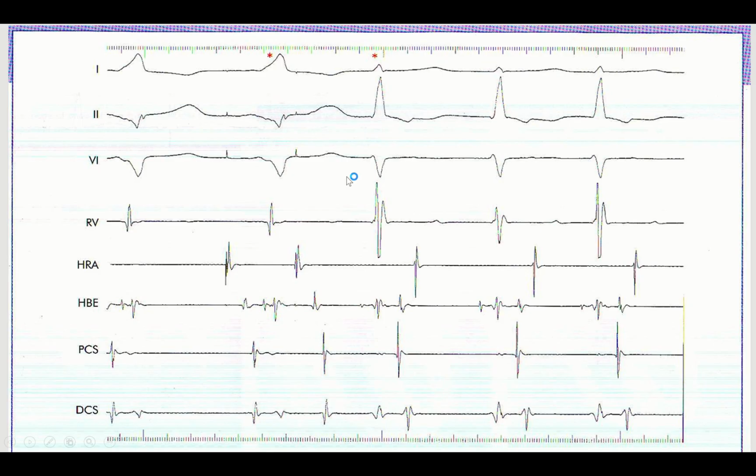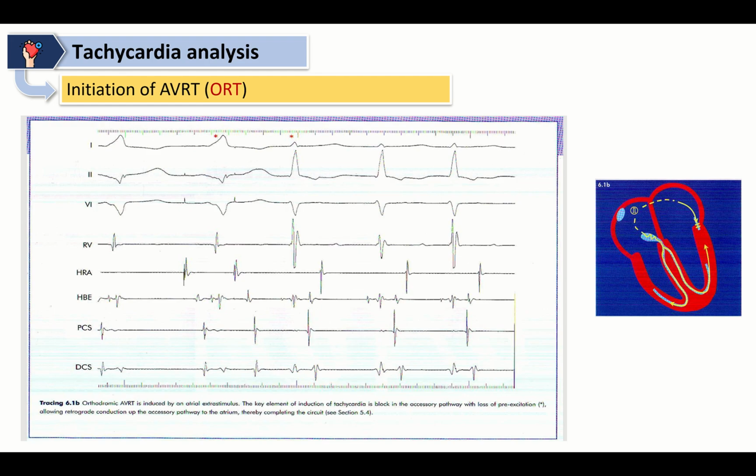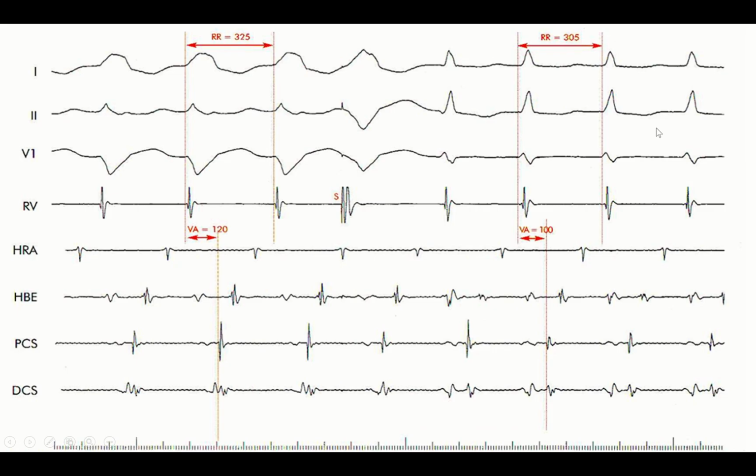Here we can appreciate atrial pacing, pre-excitation in the ECG, then sudden initiation of tachycardia and sudden loss of pre-excitation as the accessory pathway reaches ERB. So there is sudden conduction through the AV node, antegrade conduction, retrograde accessory pathway, initiation of AVRT, re-entry tachycardia because of reaching ERB of the accessory pathway.